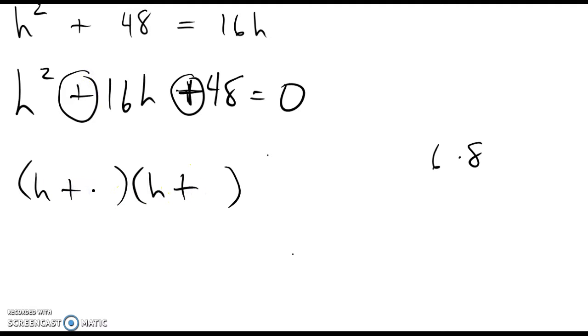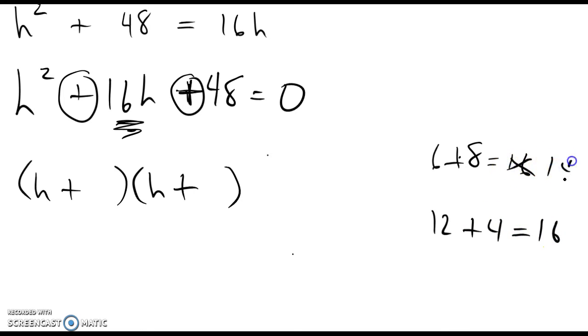Okay, so now we need to ask ourselves, what times what is equal to 48, whose sum is 16? And when we add them together, we get 16. Does 6 plus 8 equal 16? No, it does not. What about 12 times 4? Does 12 plus 4 equal 16? Whoops, I meant to write 14 here. Does 12 plus 4 equal 16? Yes, so we know it's 12 and we know it's 4.